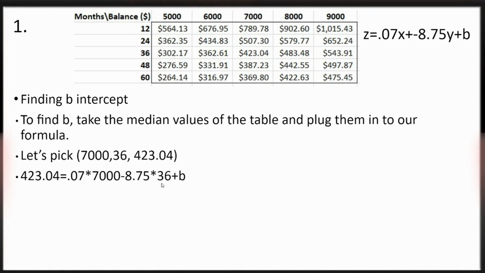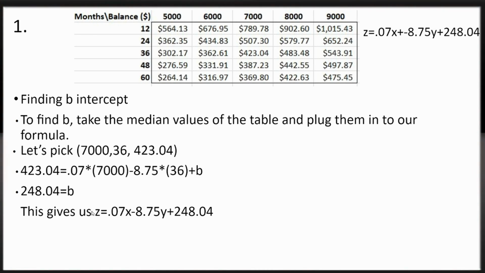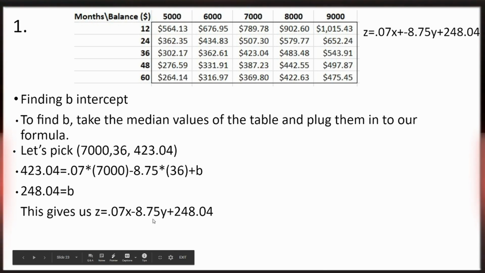You want to make sure that you're putting those values in the correct spot. You do not want to switch that 7,000 and that 36. That could throw off your entire thing, get you a crazy intercept, and all of a sudden you're making payments you don't want to be making. So the new value is 248.04 for our b when we isolate it and solve for it. This gives us a new formula: 0.07x minus 8.75y plus 248.04.